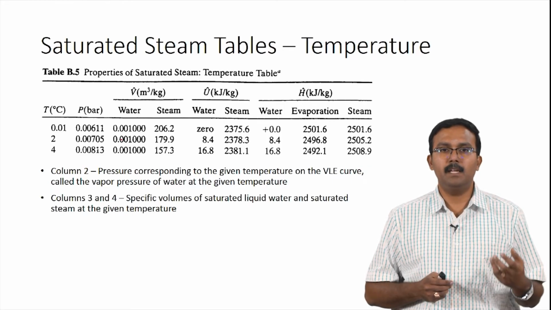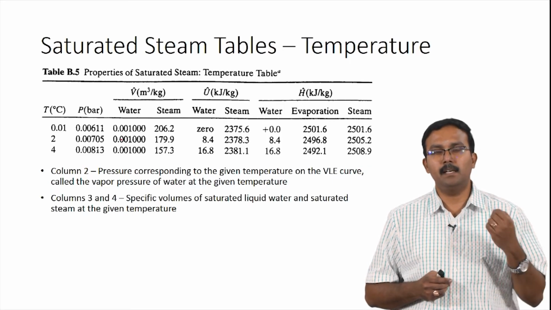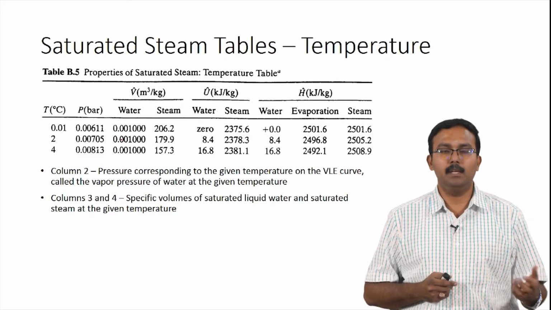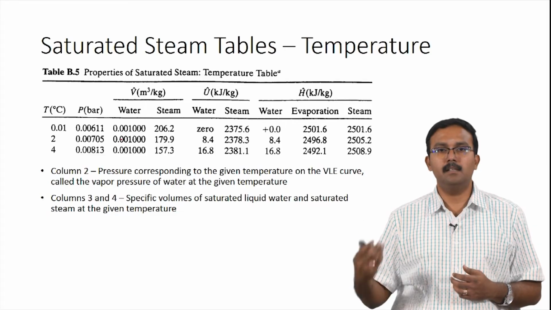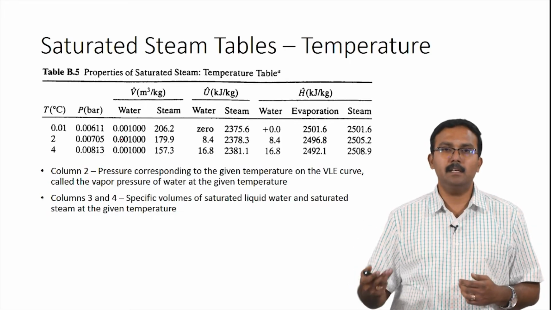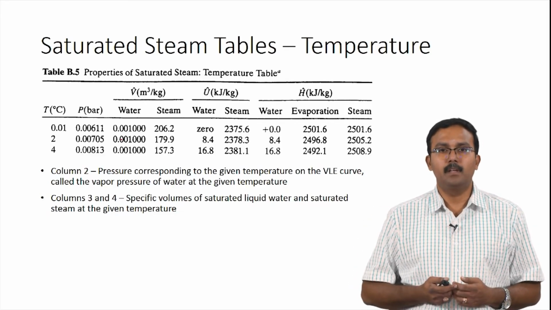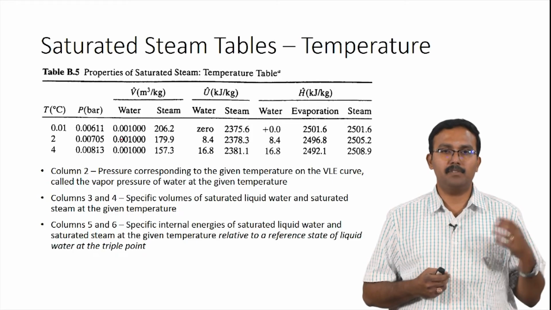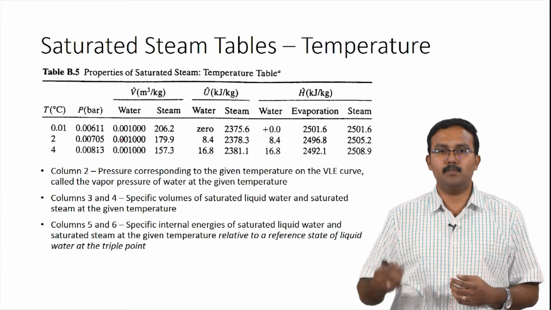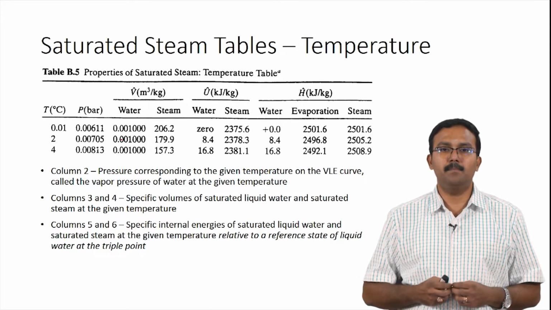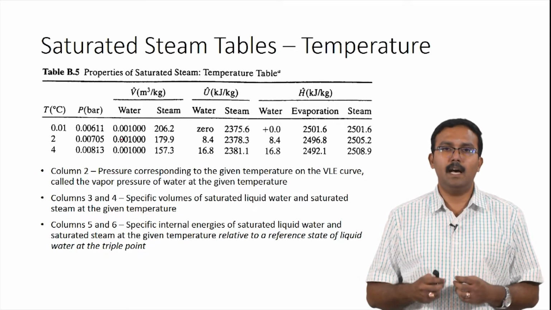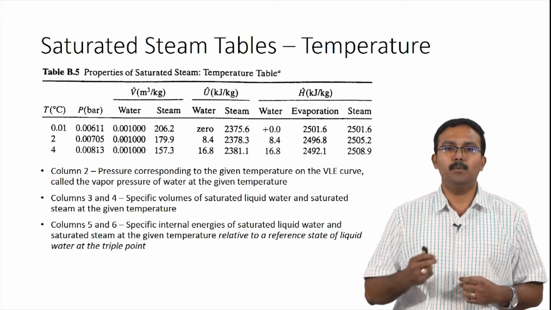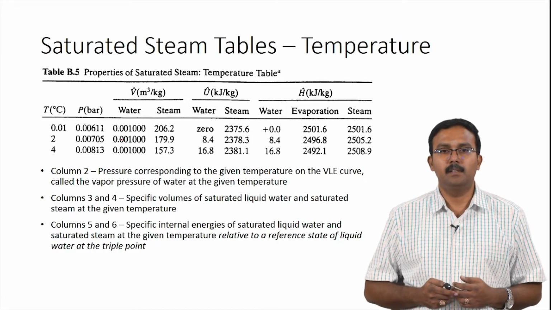So, column 3 represents the specific volume of the water which exists in the vapor liquid equilibrium, or the liquid water which exists, and the steam which exists is given in column 4. You have columns 5 and 6 giving the specific internal energies of saturated liquid water and saturated steam at given temperatures. So, these values are relative to the reference state which is the liquid water at the triple point.